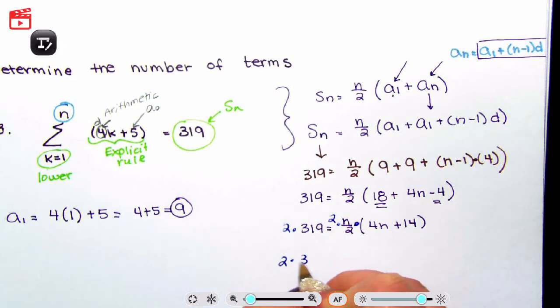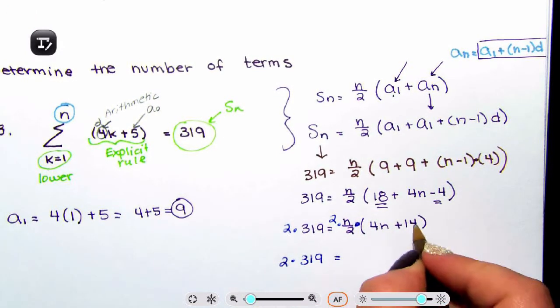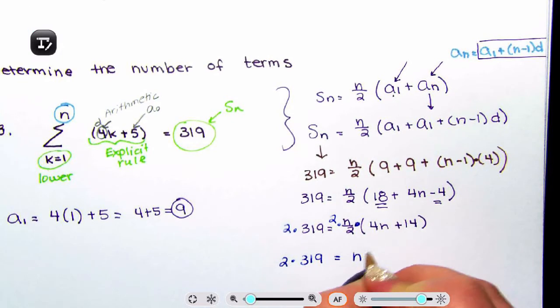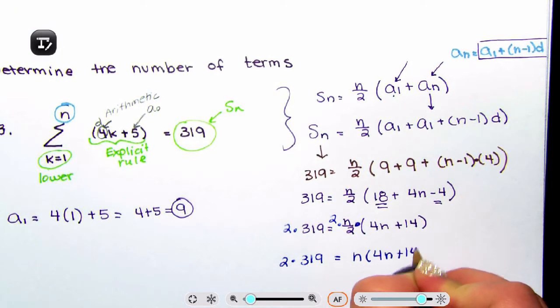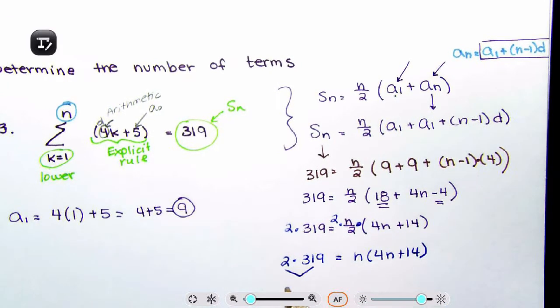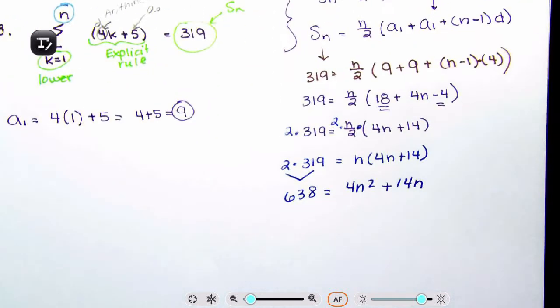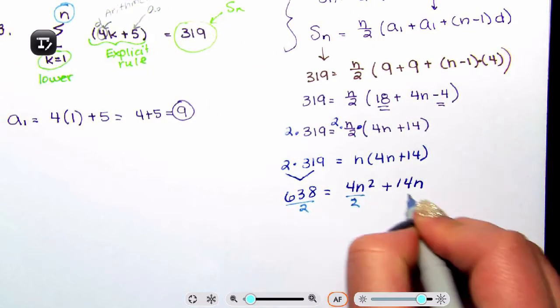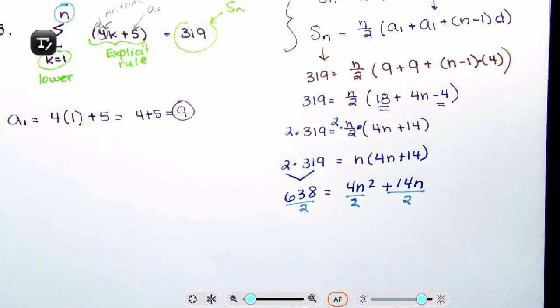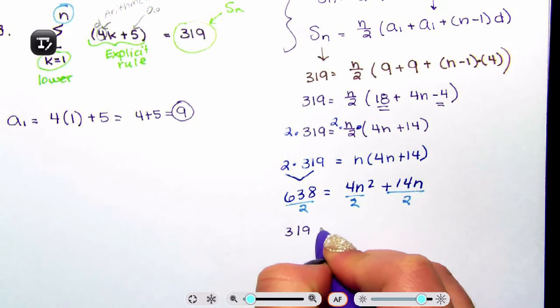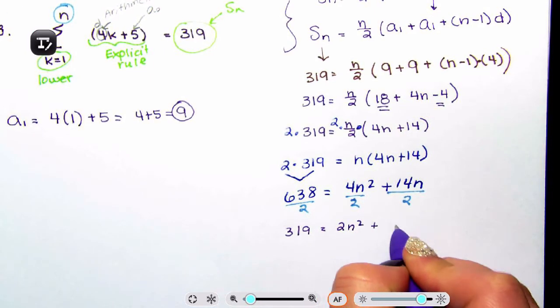Now, you can leave this like this because I'm noticing I have a 4, 14. So I'm assuming that we're going to have to divide later. But that's okay. So this here is, what is it? 600. This is me trying to do math in my head. 638 is equal to 4n squared plus 14n. And this is where I'm going to choose to divide everything by 2 to make my numbers smaller. So then I have back 319 is equal to 2n squared plus 7n.